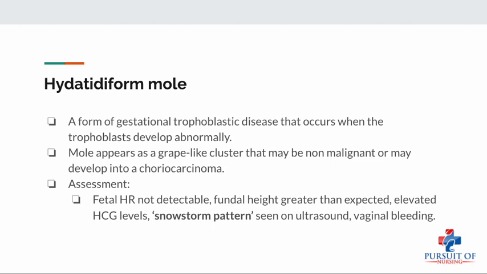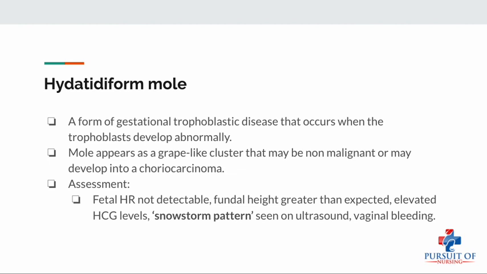All right, so a hydatidiform mole, also a non-viable pregnancy. So it's a form of gestational trophoblastic disease that occurs when the trophoblasts develop abnormally. So the trophoblasts are the peripheral cells that attach the fertilized ovum to the uterine wall. So when those develop abnormally, you get what's called a hydatidiform mole. So the mole appears as a grape-like cluster that may be non-malignant or may develop into a choriocarcinoma.